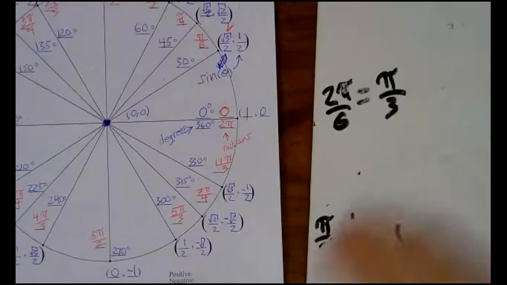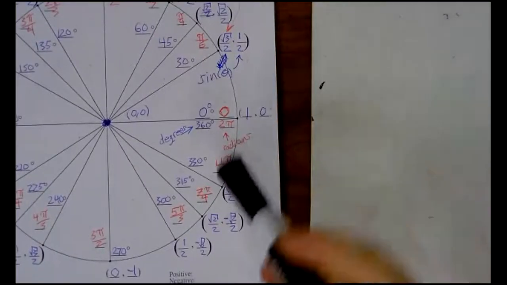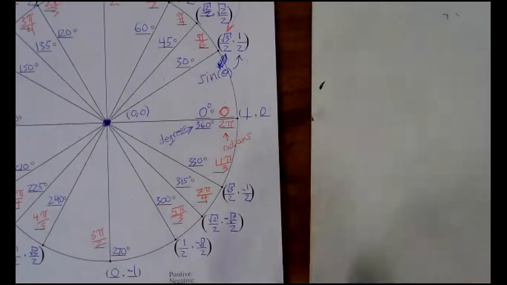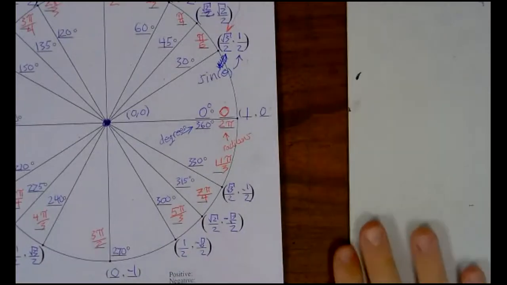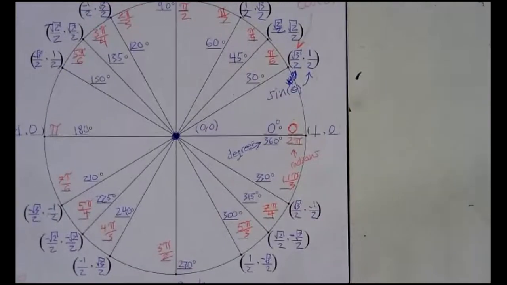So note that, just as an example, 350 degrees is the same as 7 pi over 4 radians. They're just two different ways of measuring the exact same thing.